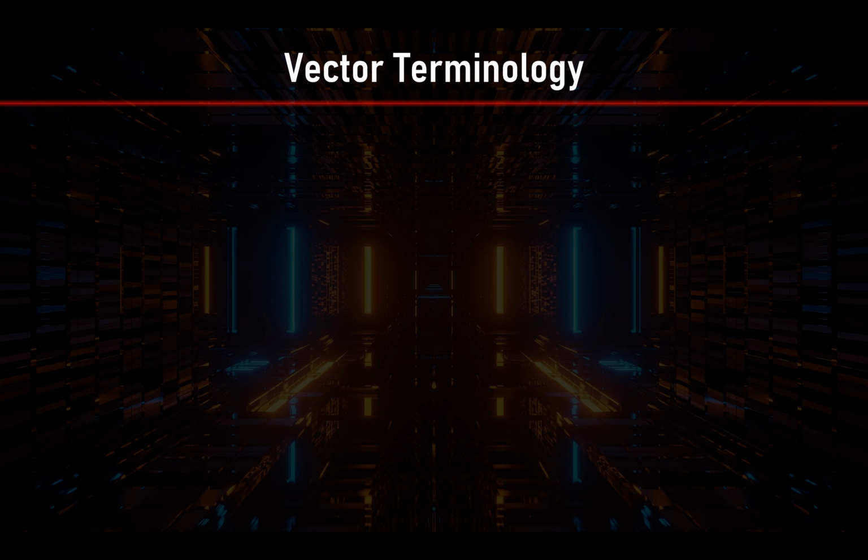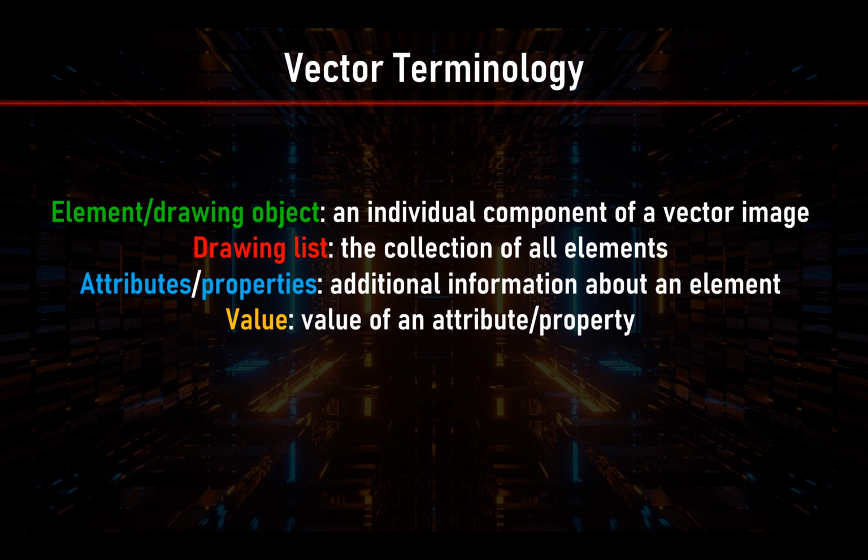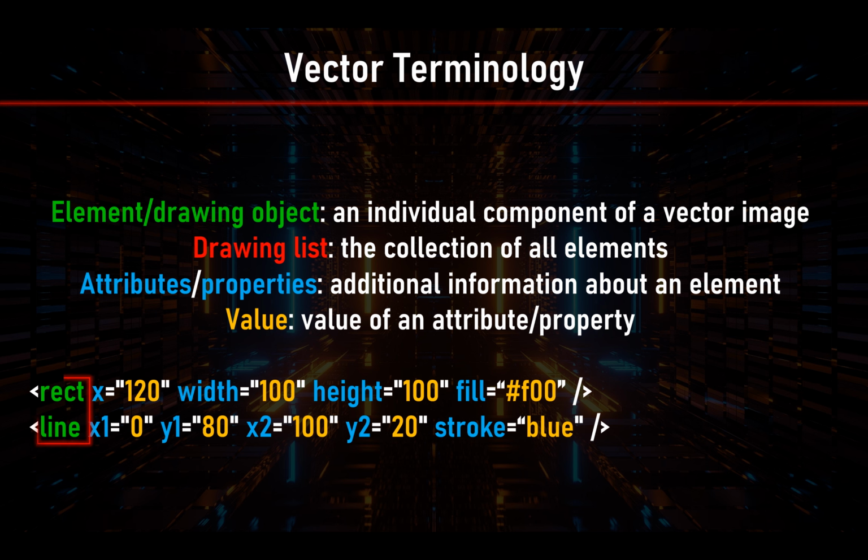image quality. Then if we look at the terminology, I'm just going to show all of them because here we have an example. So an element or drawing object is going to be an individual component of a vector image. In most cases, that's going to be a shape, although this could also be text. I think you can also do gradients, which you can define externally, and there are other things. But the simple one is just different shapes. Then there's a drawing list, which is the collection of all elements. So if we see here, the drawing list is just 2 elements, the rectangle and then the line.